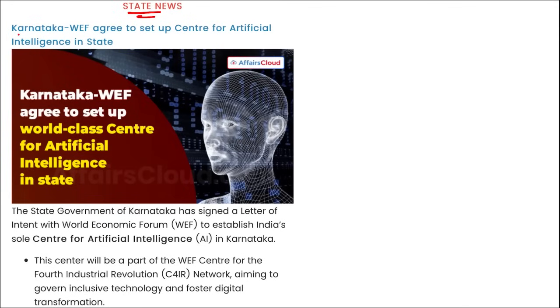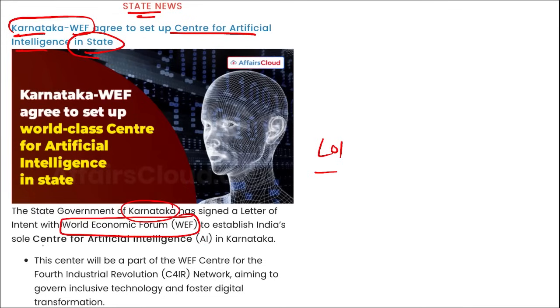Next, state news. Karnataka and World Economic Forum have agreed to set up a Center for Excellence in Artificial Intelligence in the state. I repeat, Center for Artificial Intelligence will be set up where? In Karnataka, and for which Karnataka has signed a letter of intent, LOI, with whom? World Economic Forum. So there the Center of Artificial Intelligence will be in Karnataka. Question can be asked in this way, that Karnataka state partnered with which organization to set up a Center of Excellence or Center of Artificial Intelligence in Karnataka? So it is World Economic Forum. Right? World Economic Forum.